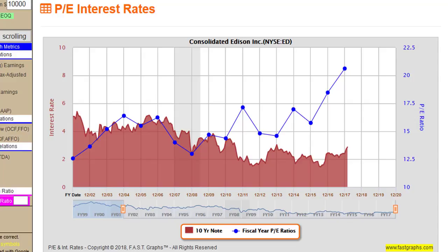To say that in English, if interest rates were dropping, stock PE ratios would tend to rise, and if rates were rising, PE ratios would tend to drop, because at higher rates, bonds are more competitive than they are at lower rates, or more competitive with stocks, that is.